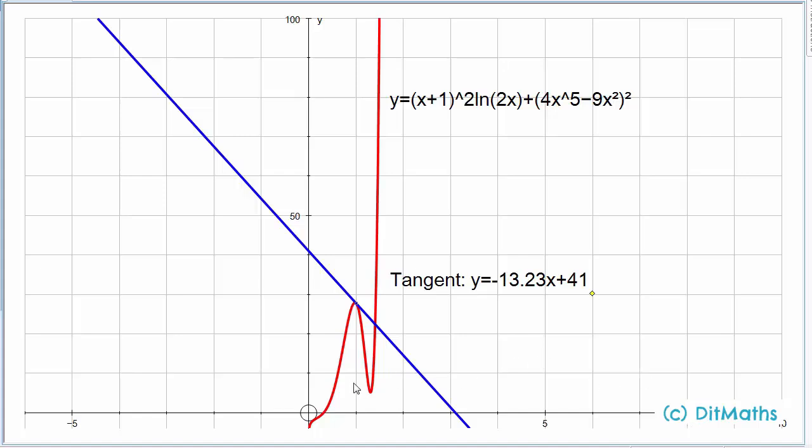So if we were to plot this curve as shown in red, and if we were to draw the tangent at the point x equals 1, we would get the line shown in blue, which has a negative slope of minus 13.23.